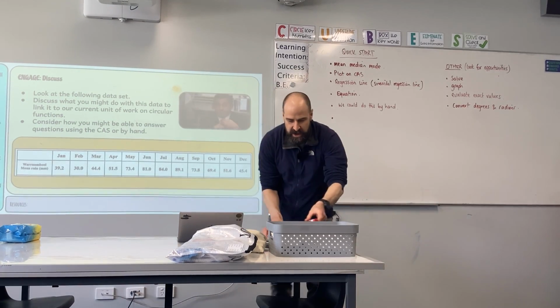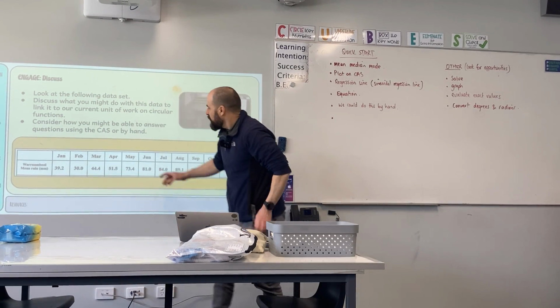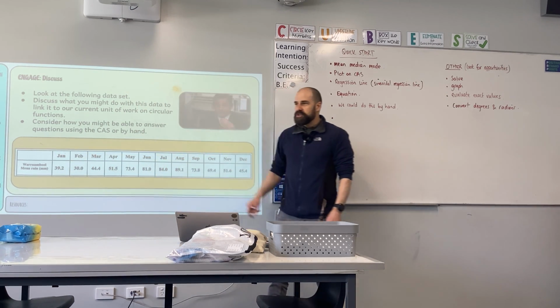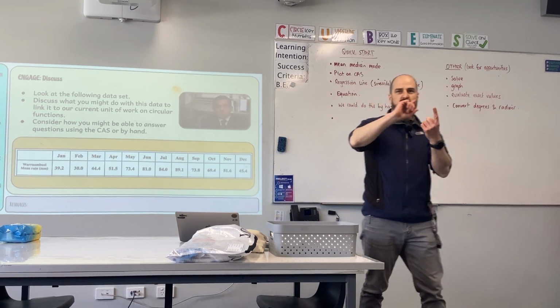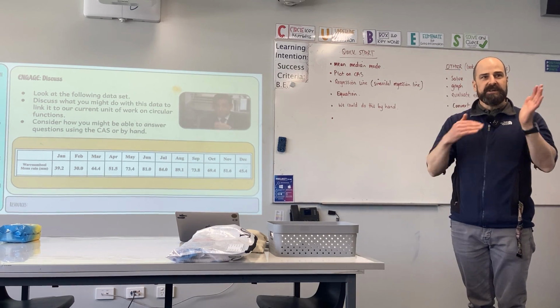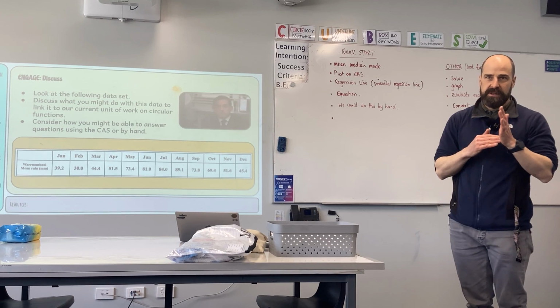Now, the first thing, I wouldn't use January, February, March, April, May, June, July. I would just go 1, 2, 3, 4, 5, 6, 7, 8. Make it numerical data because we're actually doing a scatter plot. All right?